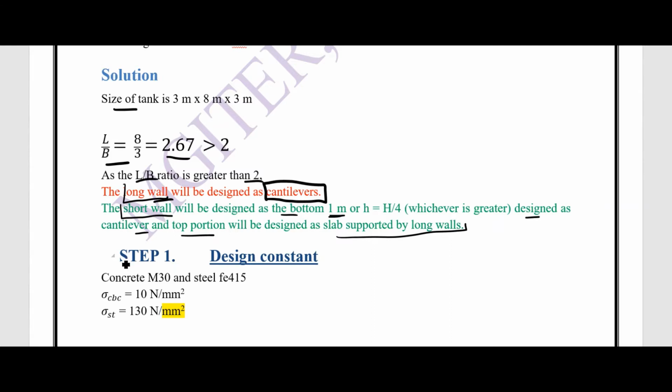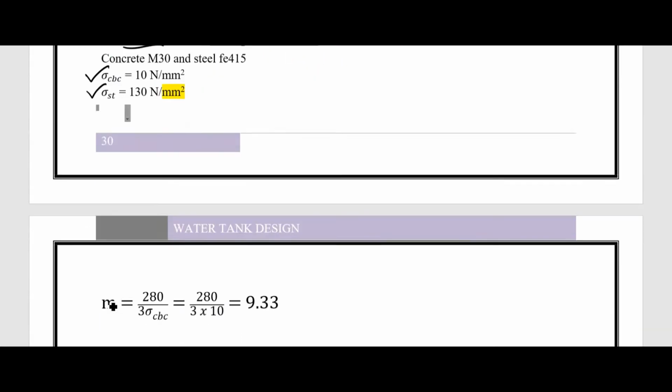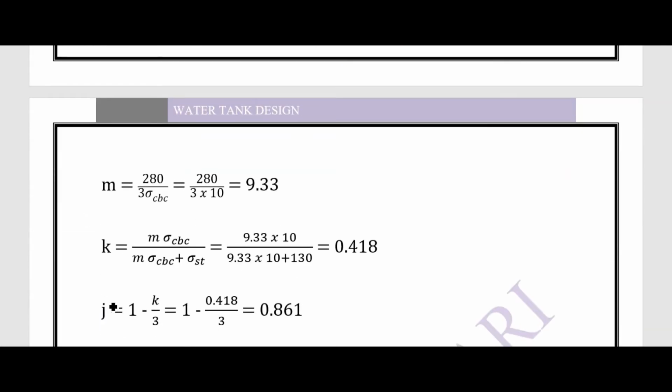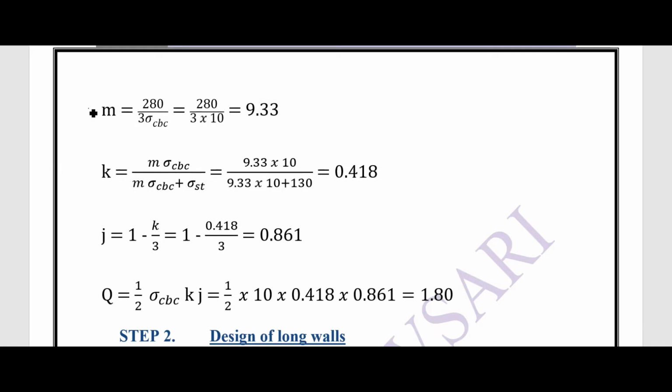First of all, step 1, design constants. We have to calculate sigma CBC, sigma ST from IS 3370. I explain all the data in detail. Now, m is equal to 20 by 3, sigma CBC is 9.33. K is equal to m sigma CBC divided by m sigma CBC plus sigma ST, so 0.418. J is equal to 0.186, and Q is equal to 1 half sigma CBC into K into J, so Q is equal to 1.80.